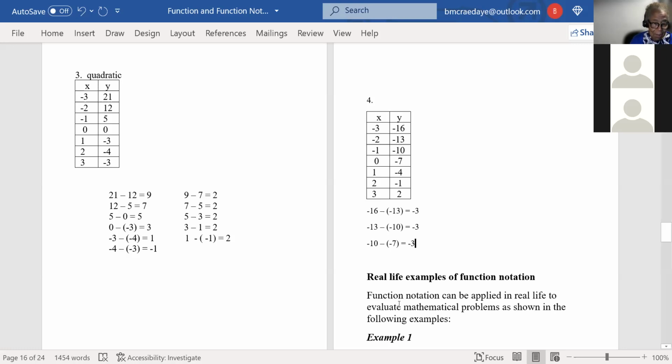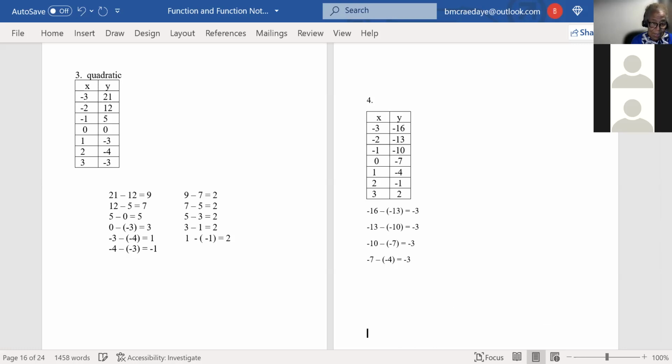Okay. And what's the next one? Minus 7 minus minus 4. And that gives you what? Minus 3. That's it. Minus 7 plus 4 gives you minus 3.